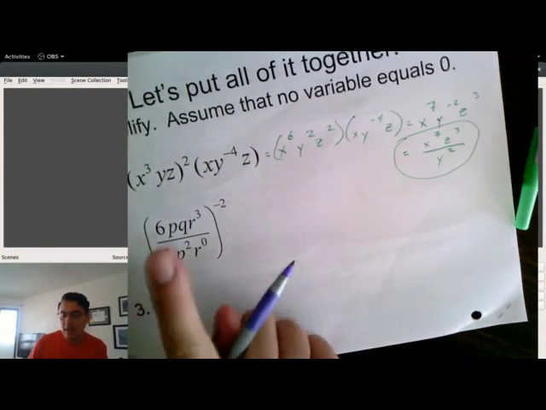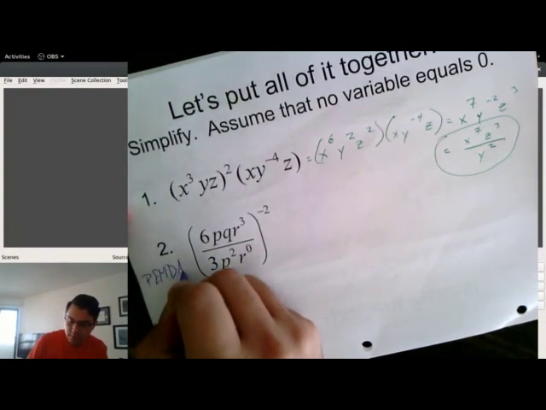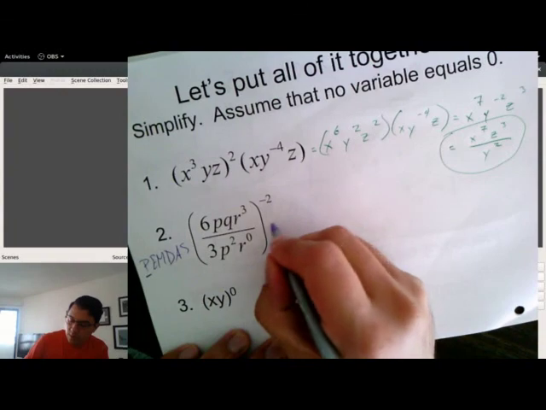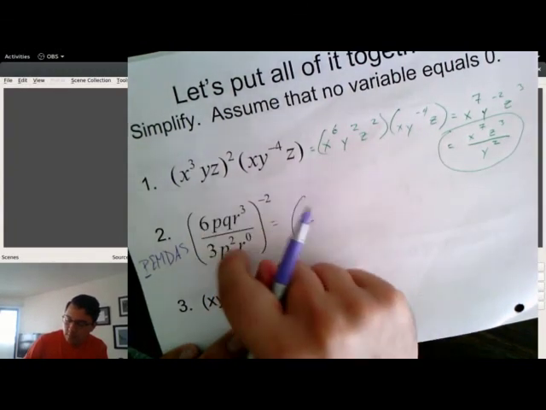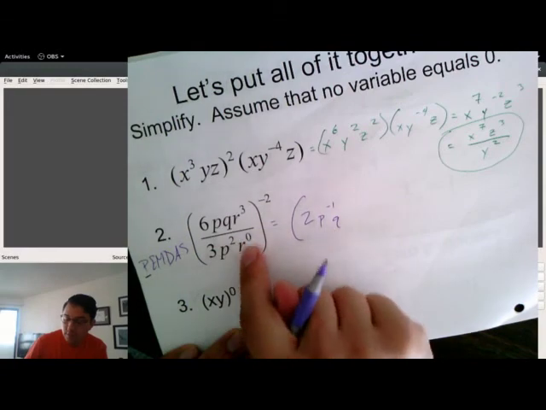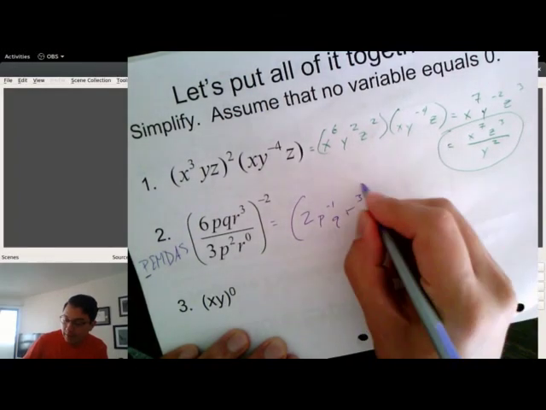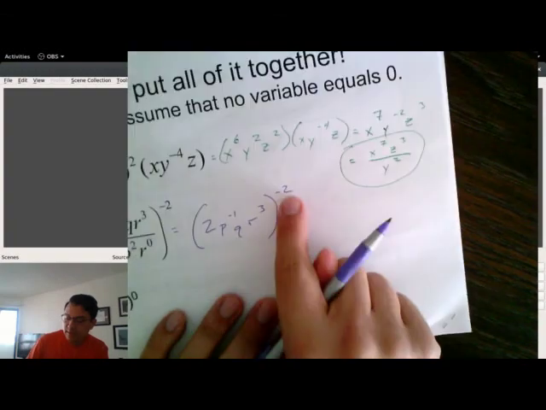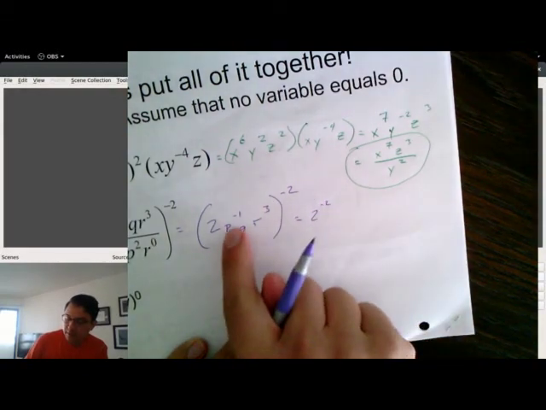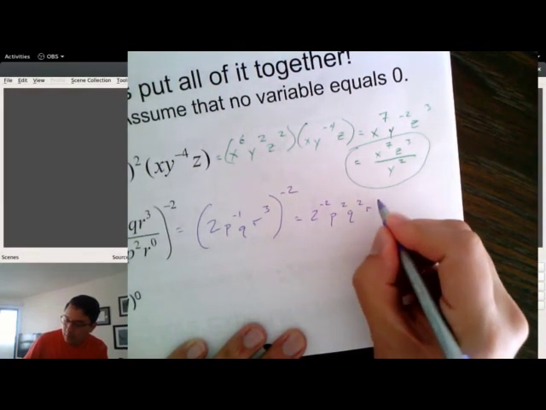Okay. This one here. I'm going to simplify everything on the inside first before I apply this exponent. So we'll do the order of operations here. We're going to do the parentheses before we do the exponents. Okay, 6 goes into 3 twice, so it's going to give us a 2. P over p squared is p to the negative 1. There's no q, so I just leave the q as is. R cubed over r to the 0, this is just 1. That's a trick. Or you can also think of it as 3 minus 0. So this just stays r cubed. And that's all raised to the negative second power. Simplify it out. We can apply the negative 2 to everything. So we will end up with 2 to the negative second, which we'll deal with in a minute. Negative 1 times negative 2 is positive 2. We will have q squared and r to the sixth.